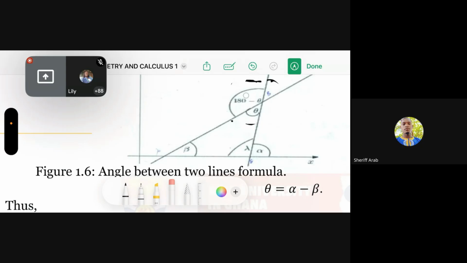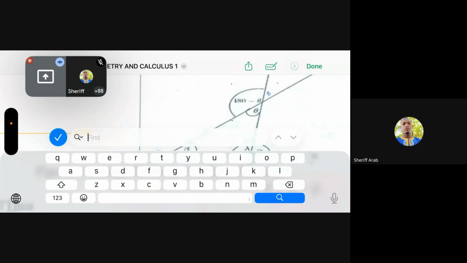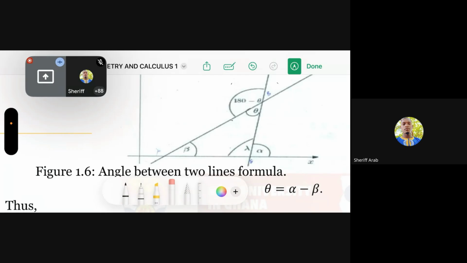Yeah, vertically opposite angles. So you remember you learned so many things, so we are applying them. If I call the angle here theta, then I can consider this line L1.